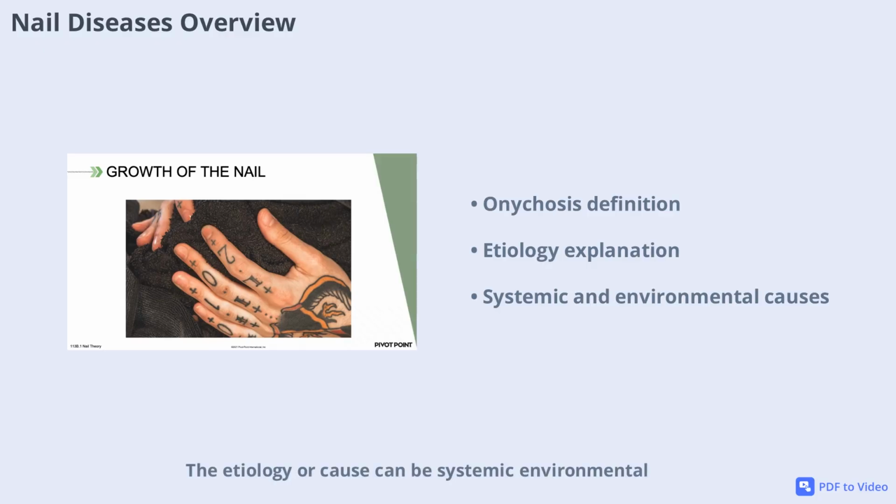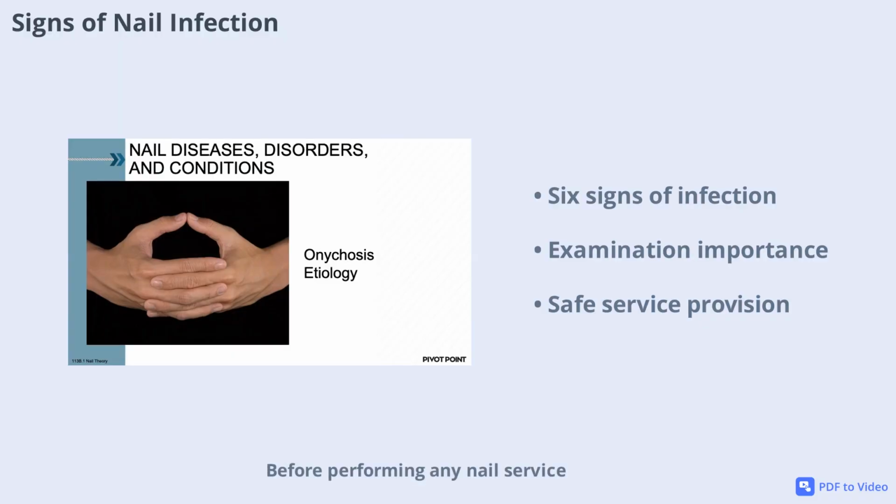The etiology or cause can be systemic, environmental, or disease-related. Understanding the root causes of nail issues is vital for proper diagnosis and treatment. By identifying these factors, you can better support clients and recommend appropriate care or referrals when necessary. Before performing any nail service, it's important to examine the skin and nails to determine if the client can safely receive the requested service. The 6 signs of infection are pain, swelling, redness, local fever, heat, throbbing, and pus. Recognizing these signs early helps prevent complications and ensures clients receive the best care possible.